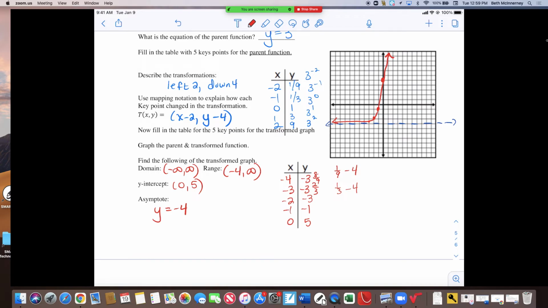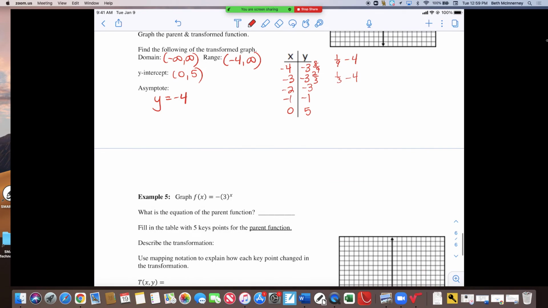Is the parent function always going to be, for the tables, always going to be -2? Yes, for exponential functions, your parent function will always go -2 to 2 because the domain is all real numbers.